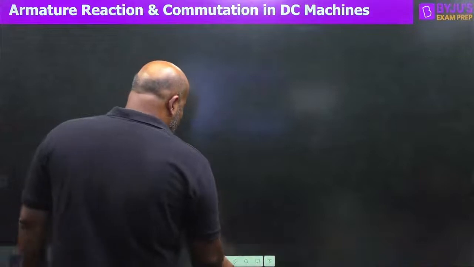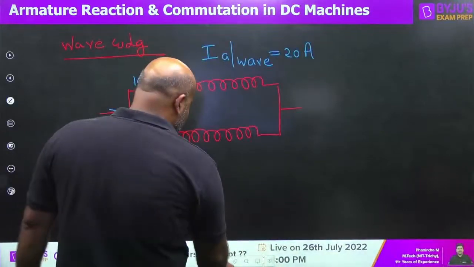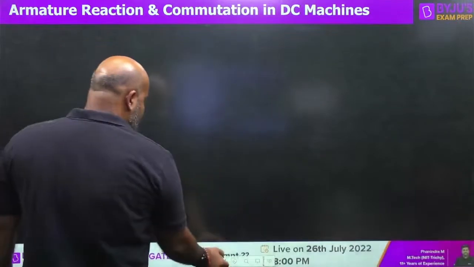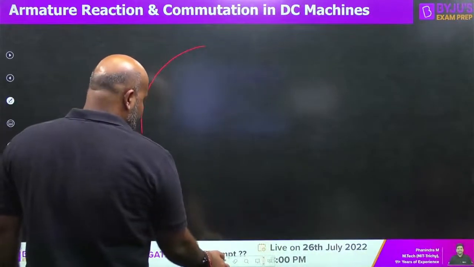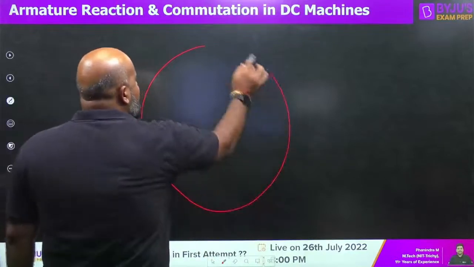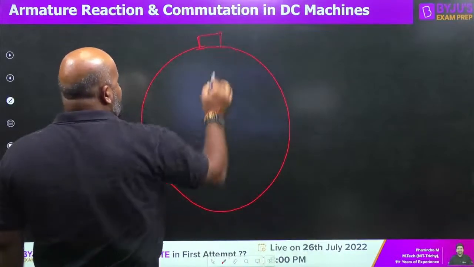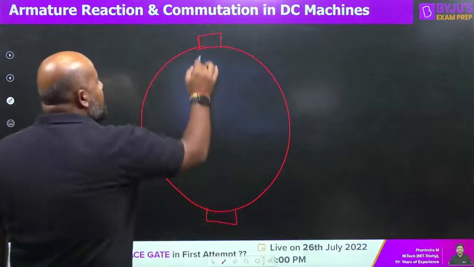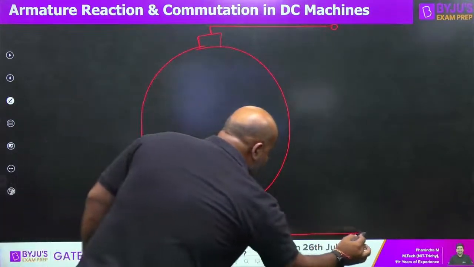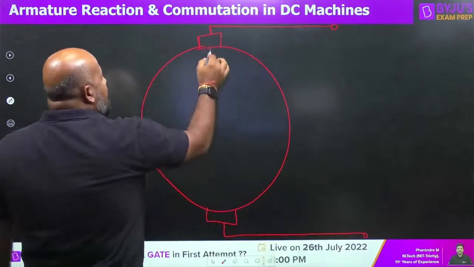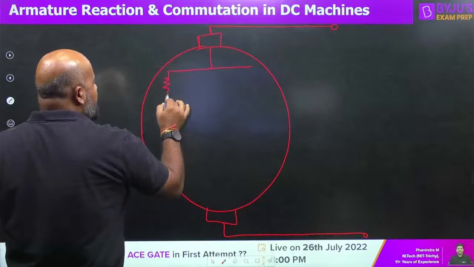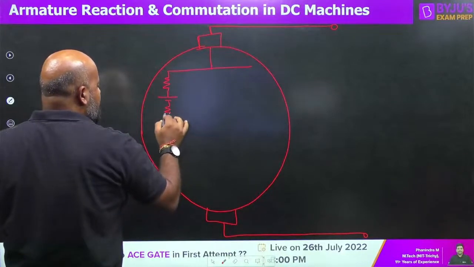Let us try to go inside the armature of the machine. Suppose this is the armature. These are the brushes. These are the external terminals. Now inside your armature winding is going to look something like this. I hope it is visible to all of you.